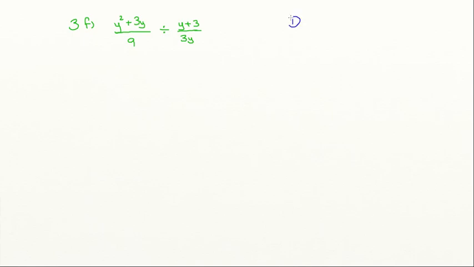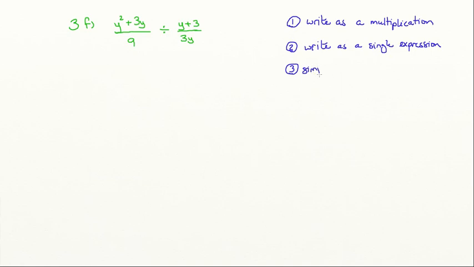So when we're dividing, the first step is to write as a multiplication. Second step, write as a single expression. Third step, simplify. Much easier with the factors. This is the same as with your multiplication. We just have one extra step, which is right at the beginning. So instead of the divide by sign, I'm going to multiply by the inverse.